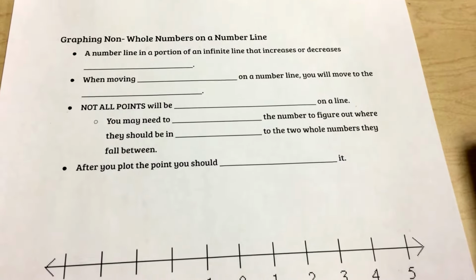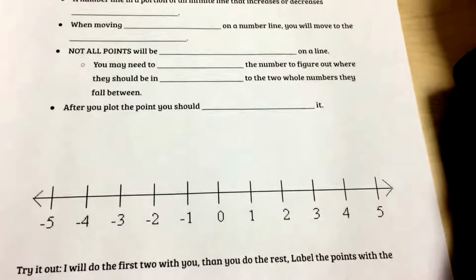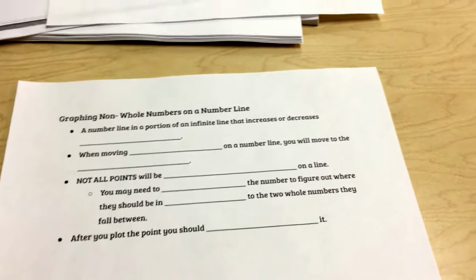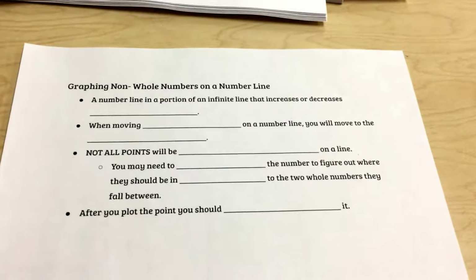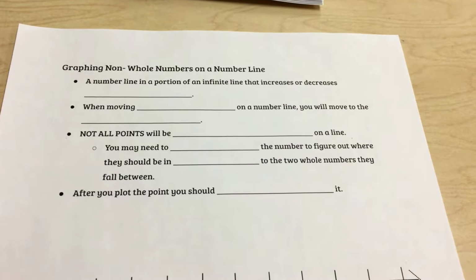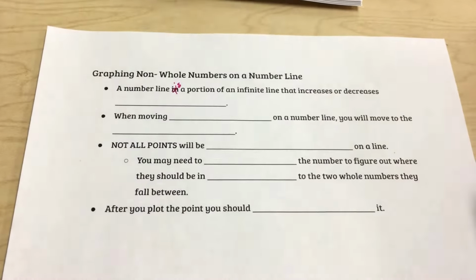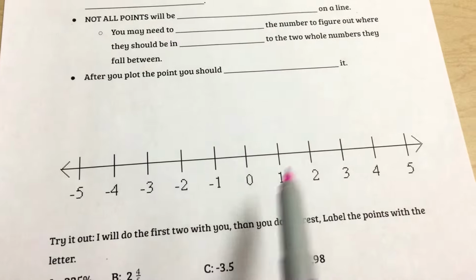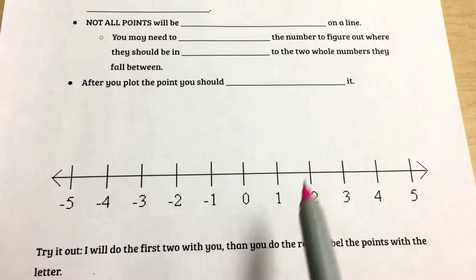Okay, today we're going to talk about graphing non-whole numbers on a number line. You guys are used to seeing a number line like this before. And when I say non-whole numbers, I mean numbers that are mixed numbers, parts of a number, decimals, things like that. So a number line is a portion of an infinite line that increases or decreases evenly. It doesn't always go by one, this one does. But you know that whatever the space is between these two lines is the same amount of space between these two lines.